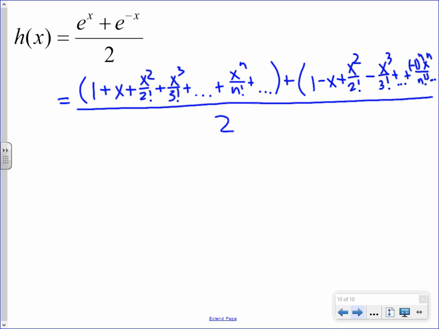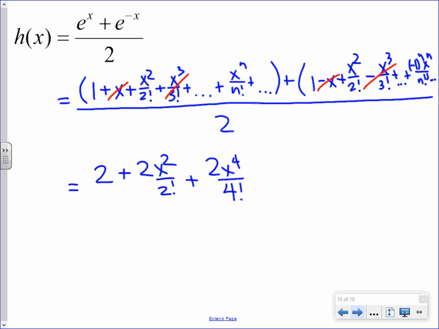All right, ladies and gentlemen, what happens when we add these together? The odd ones cancel, right? We have 1 plus 1 is 2, but then x minus x. Then we have 2x squared over 2 factorial. And then what would our next term be? 2x to the 4th over 4 factorial, right?